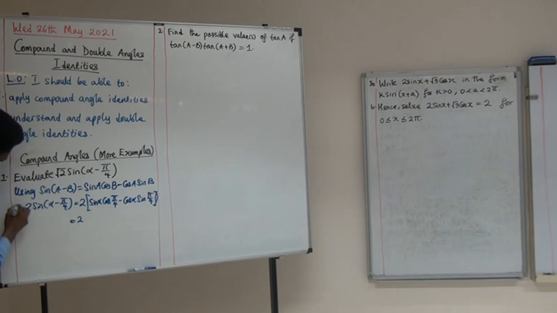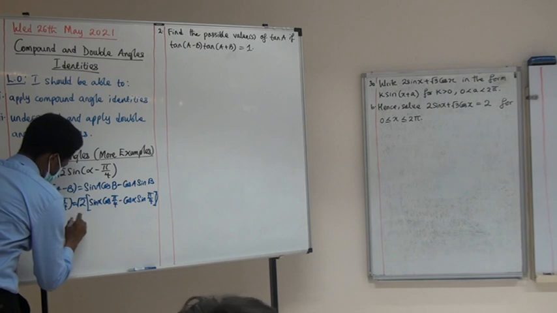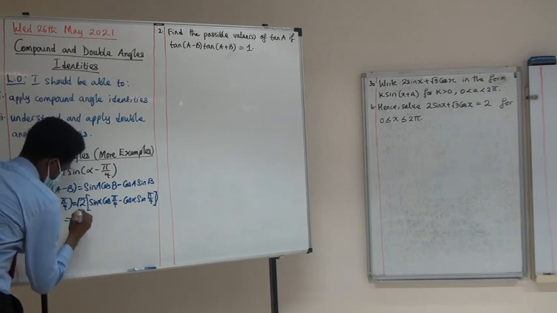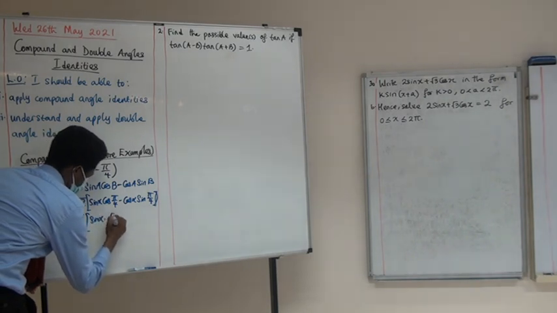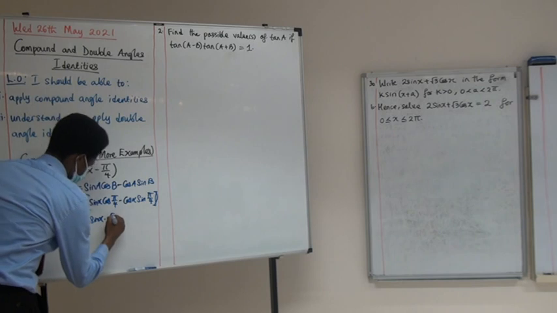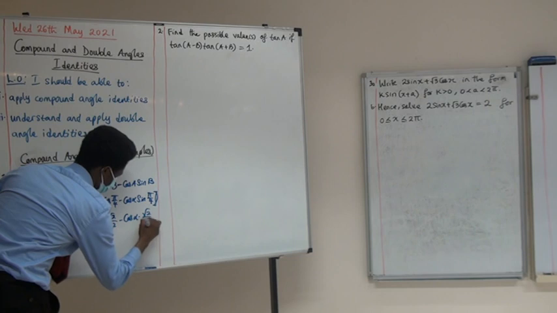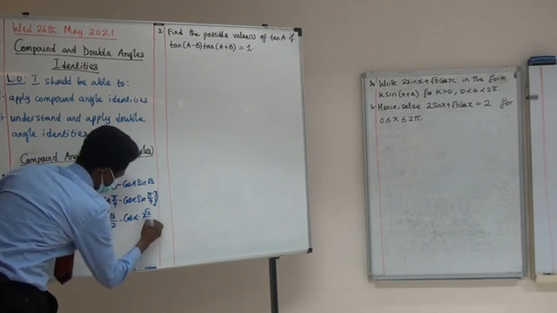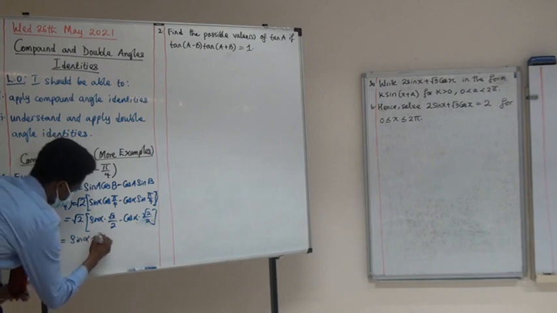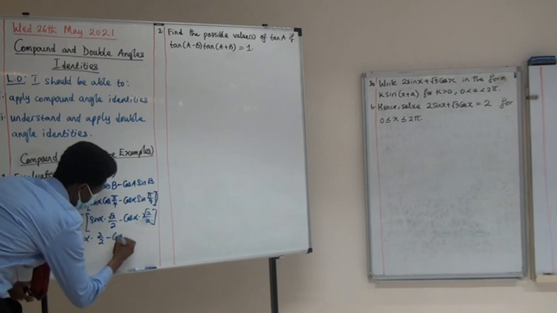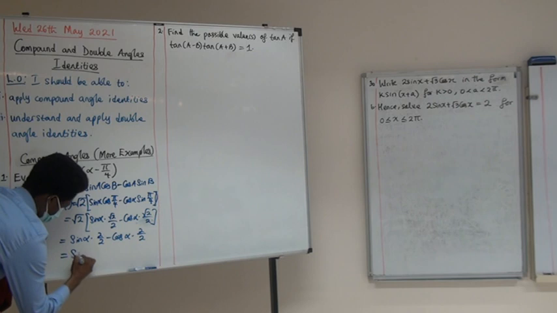So what do you get? Both are root 2. Okay, so it's going to be sine alpha times root 2 over 2, and cos alpha times root 2 over 2. So when the bracket is open, you have sine alpha times root 2 over 2 and cos alpha times root 2 over 2. That's 1. So it's just sine alpha minus cos alpha.